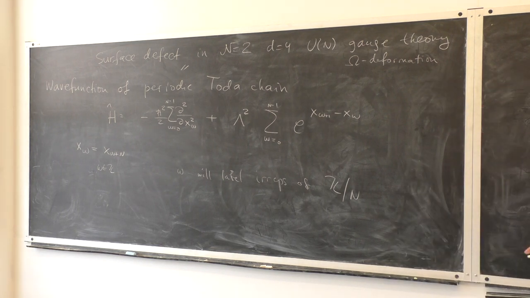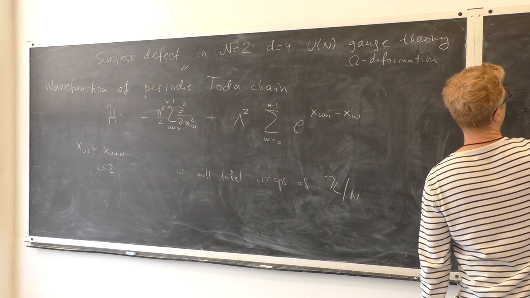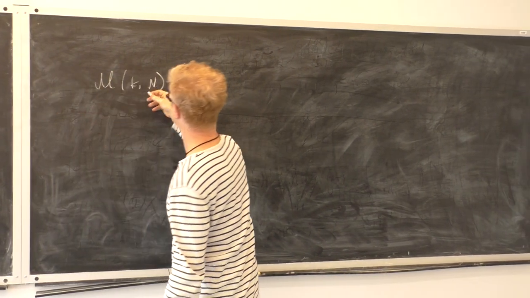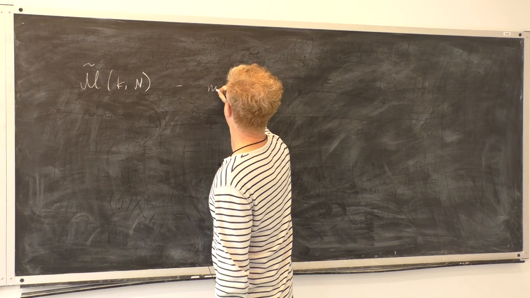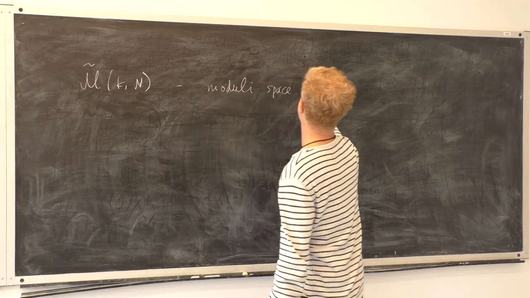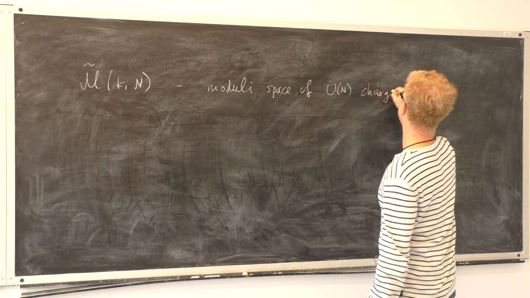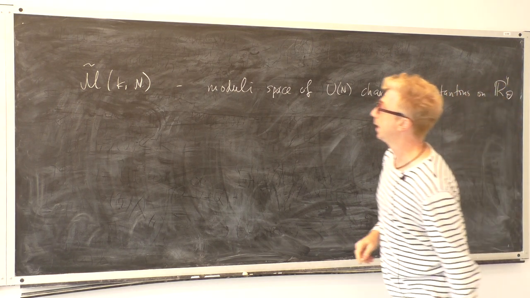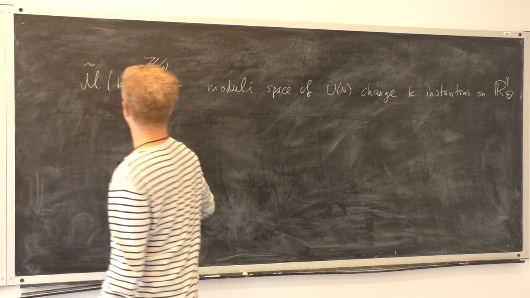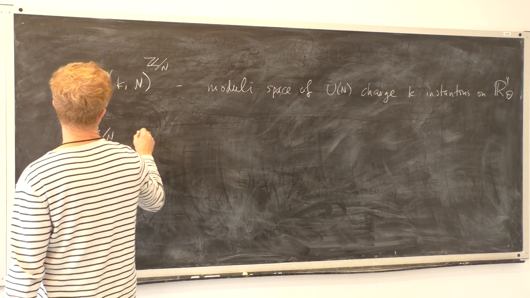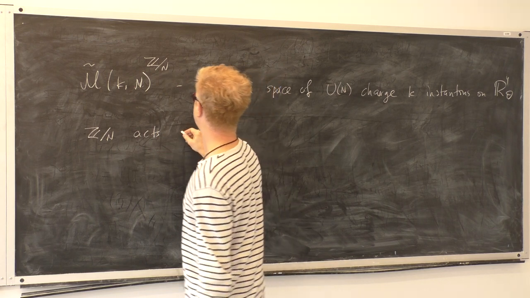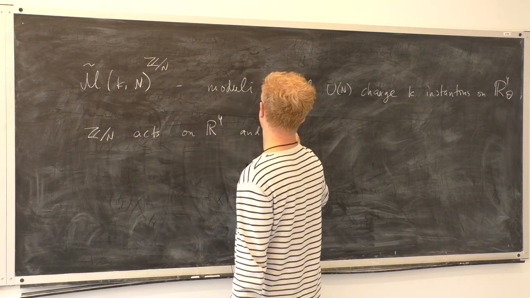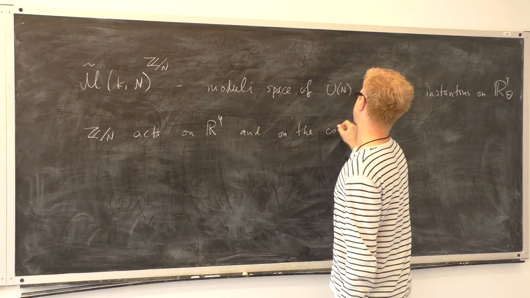So the idea is to start. We take the moduli space of U(N) charge k instantons on non-commutative R^4, and we consider a specific action of the group Z_n. So Z_n acts on R^4 and on the color space.